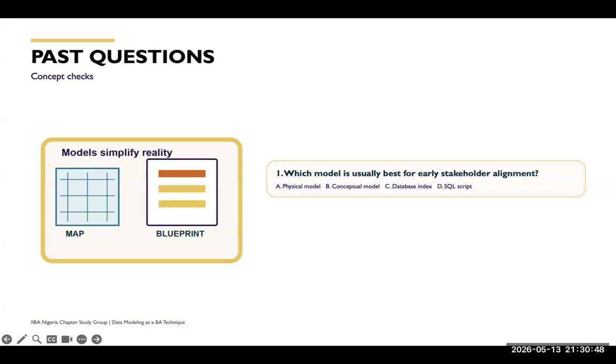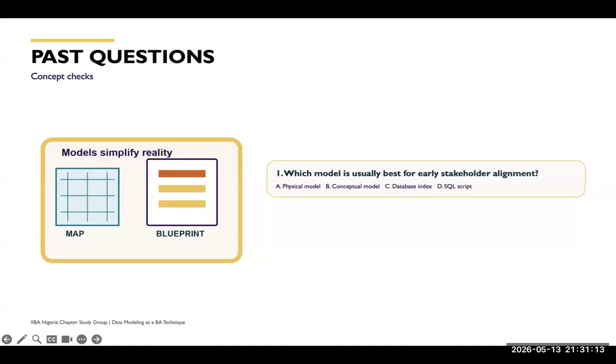So we have some questions here. And I think at this point anybody that knows the answer, you can unmute your mic. This is what we've just done. Which model is usually best for early stakeholder alignment? Can anybody tell me their answer and why they think that's the answer?